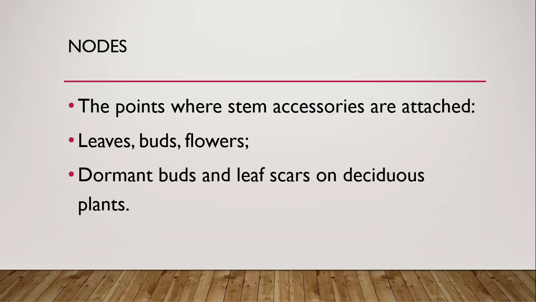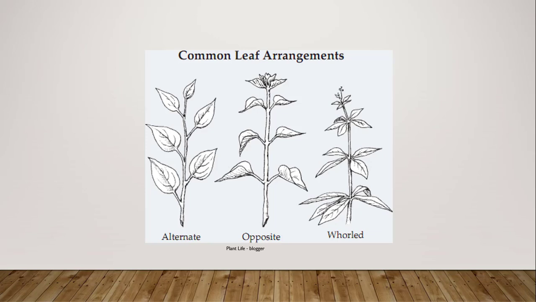Nodes are the points where stem accessories are attached: leaves, buds, flowers. Dormant buds and leaf scars can be found on deciduous plants. Here are some common leaf arrangements. We've got alternate, that's probably the most common, opposite, and whorled.